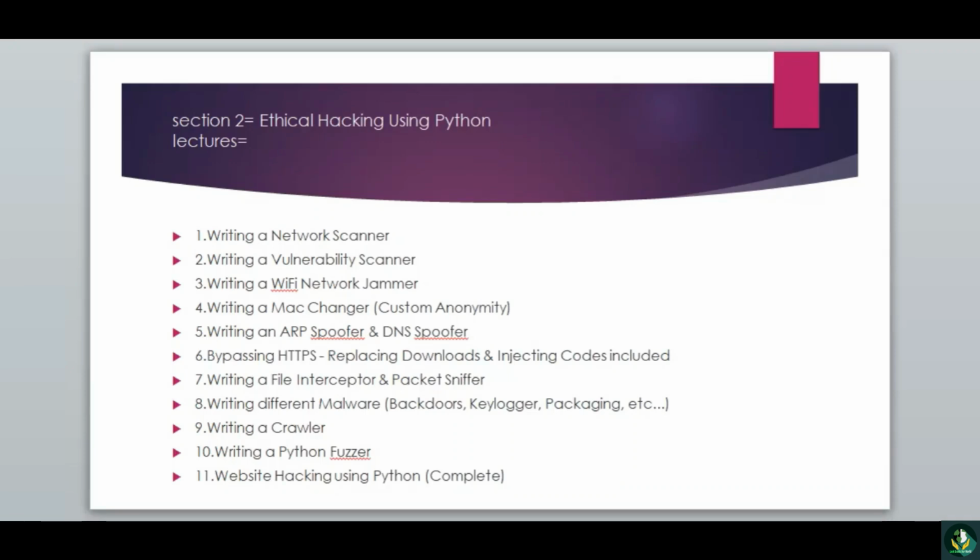And section 2, ethical hacking using Python, with lectures about writing a network scanner, writing a vulnerability scanner, writing a Wi-Fi network jammer, writing a MAC changer, custom anonymity, writing an ARP spoofer and DNS spoofer, bypassing HTTPS, replacing downloads and injecting code, writing a file interceptor and packet sniffer, writing different malware, backdoors, keylogger, packaging, writing a crawler, writing a Python fuzzer, website hacking using Python, full and complete.